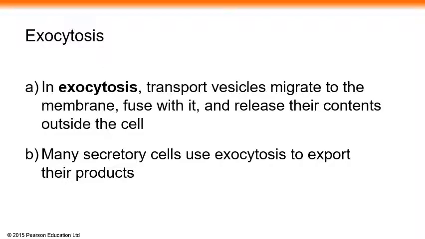In exocytosis, transport vesicles migrate to the membrane, fuse with it, and release their contents outside the cell. It's like the secretion we discussed before. So contents packaged in a vesicle can be secreted out. That's exocytosis. Many secretory cells use exocytosis to export their products.